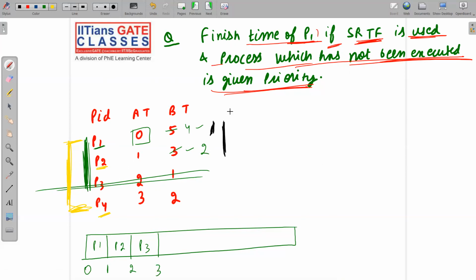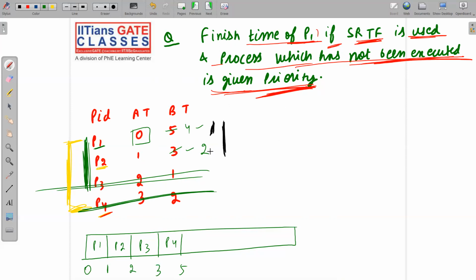Now read this statement and you will get more clarity: the process which has not been executed is given priority. So which process has not been executed? P4 has not been executed. So I will execute P4 first. Till what time will it be executed? Obviously 5, because its burst time was 2.